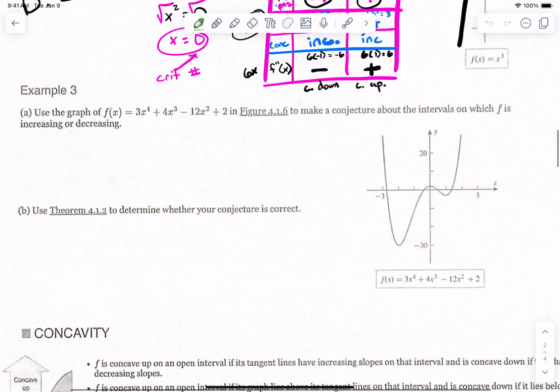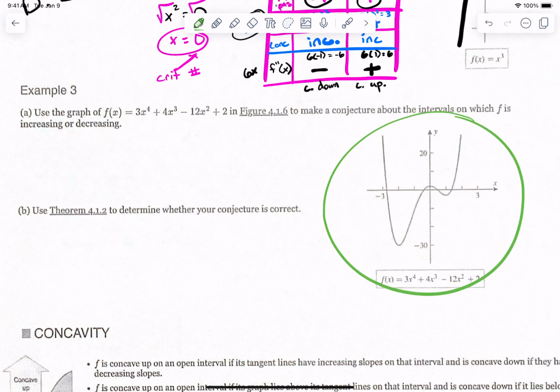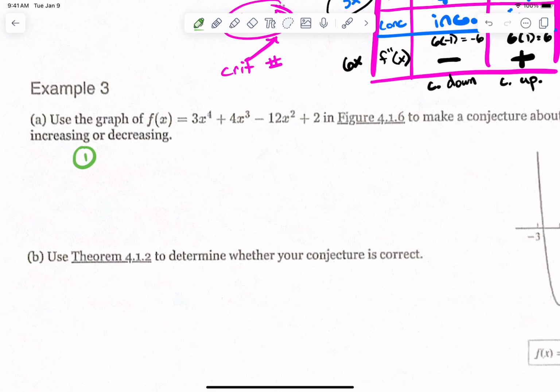Okay, so here's the deal. They give us this function right here. Well, they don't give us the graph. They give us the equation, and we have to determine increasing, decreasing, that type of thing. So step number 1, very first thing that we do is what? Find the derivative. Okay, let's do that.